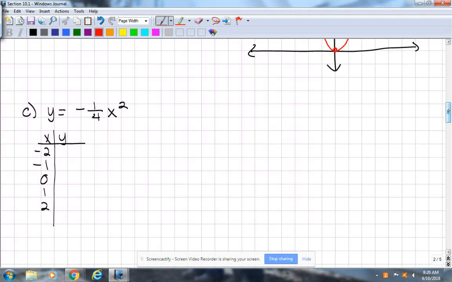Now we got a fraction. And we're not going to cry about it. Fractions are our friends. We should be glad to see our friends. Well, they're my friends.